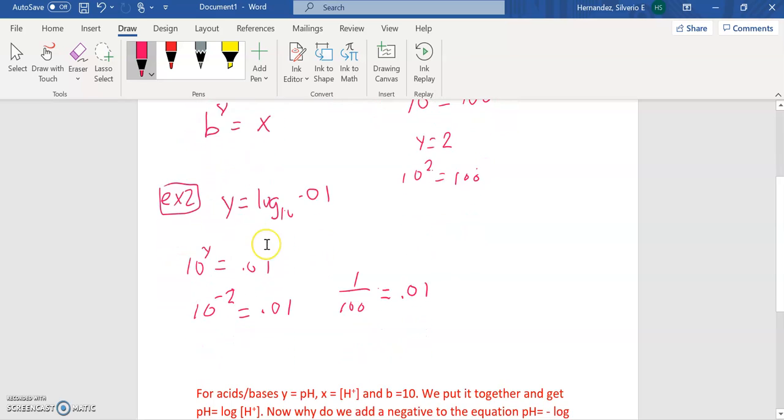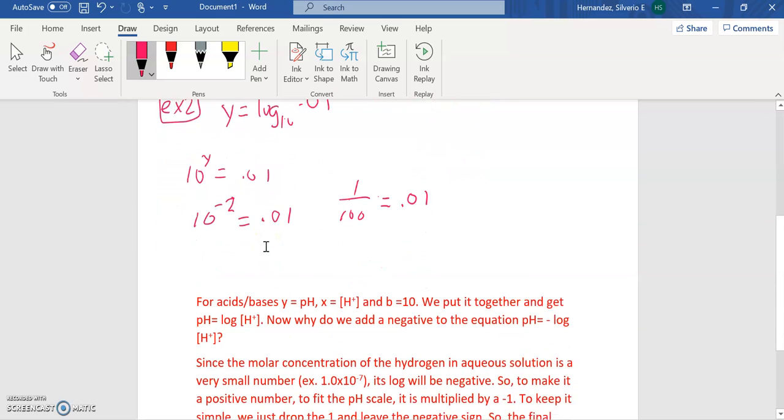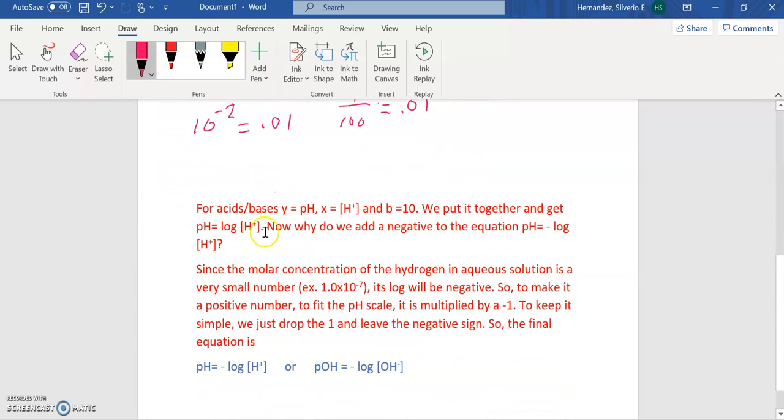Okay. So how does that translate into acids and bases? Well, for an acid and a base, the y is going to be the pH value. And sometimes, as I have it down here written in blue, it can be the pOH. So that's my value for y. My value for x is going to be the concentration of either the hydrogen ion or the hydroxide ion. And the value for b is going to be 10.